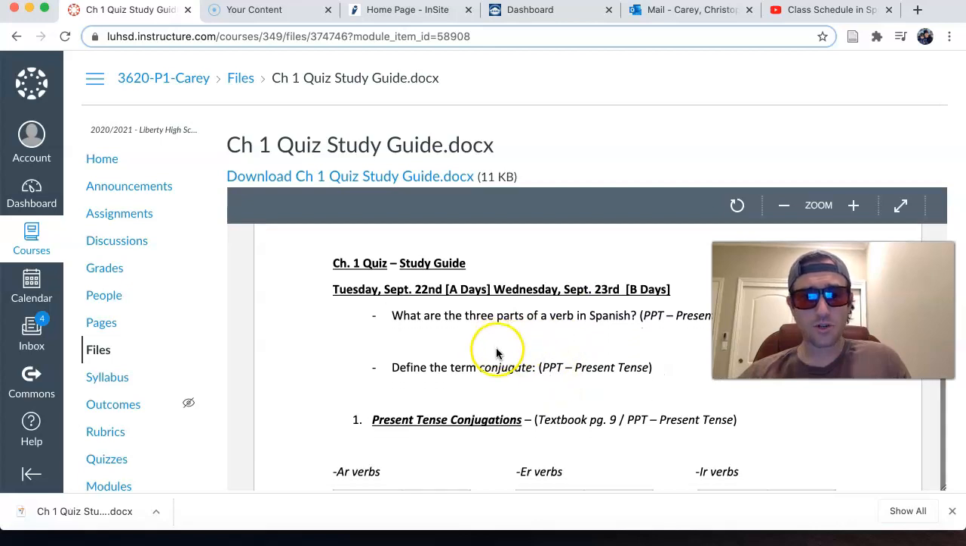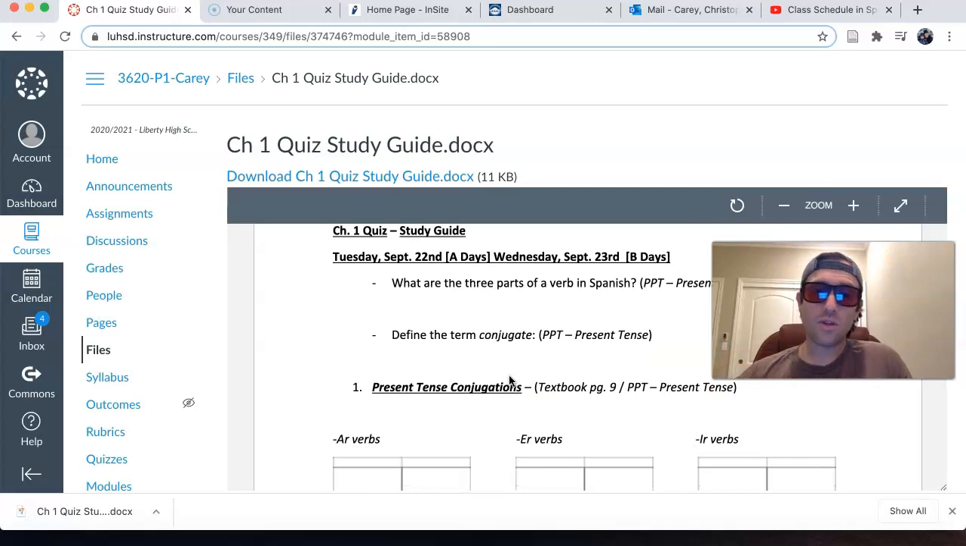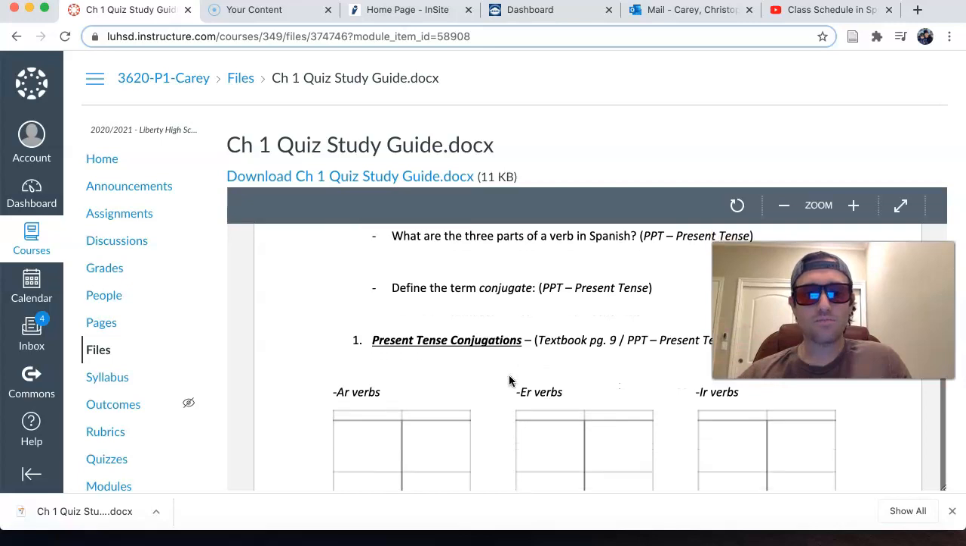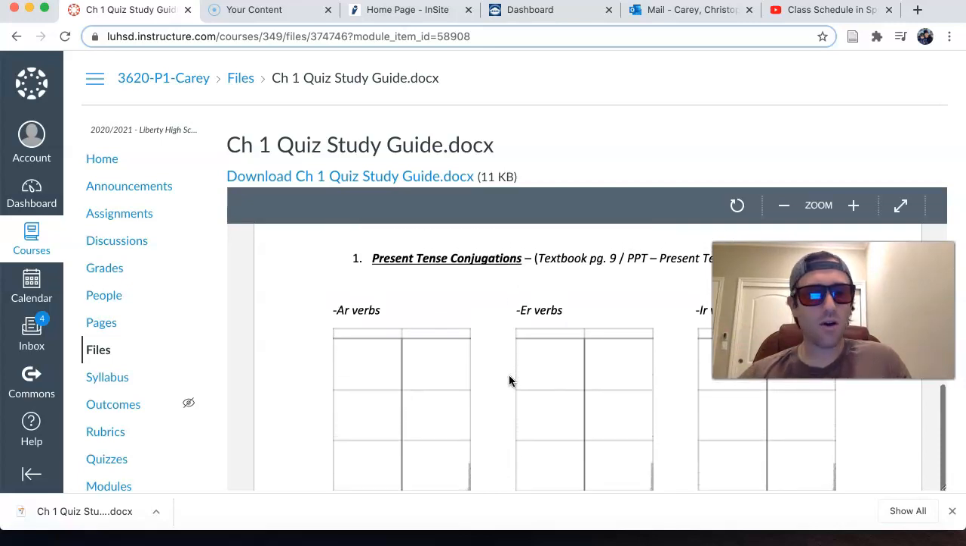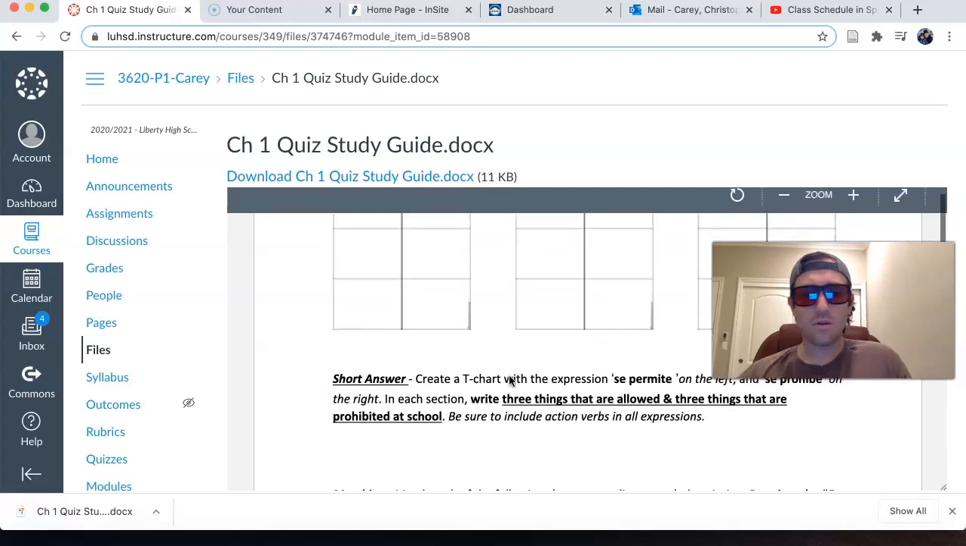So here you have the key terms that are going to be on the exam. The 3 parts to a verb in Spanish. Defining the term conjugate. We went over these together earlier in the year, and also again last class when we began our review. Present tense conjugations of AR, ER, and IR verbs.